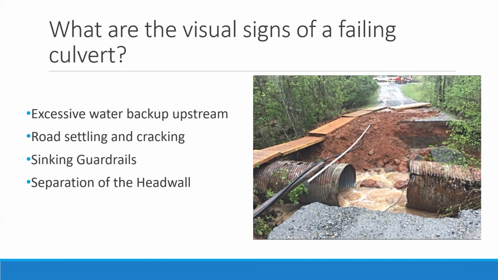We may also see separation of the head wall. If the culvert is not displacing water efficiently, headwater pressure may begin to force separation between the head wall and the culvert barrel. So the culvert would be beginning to float based on water movement. This would indicate that backfill material around the pipe is beginning to erode or wash away, and could lead to catastrophic failure where that culvert is completely washed out.